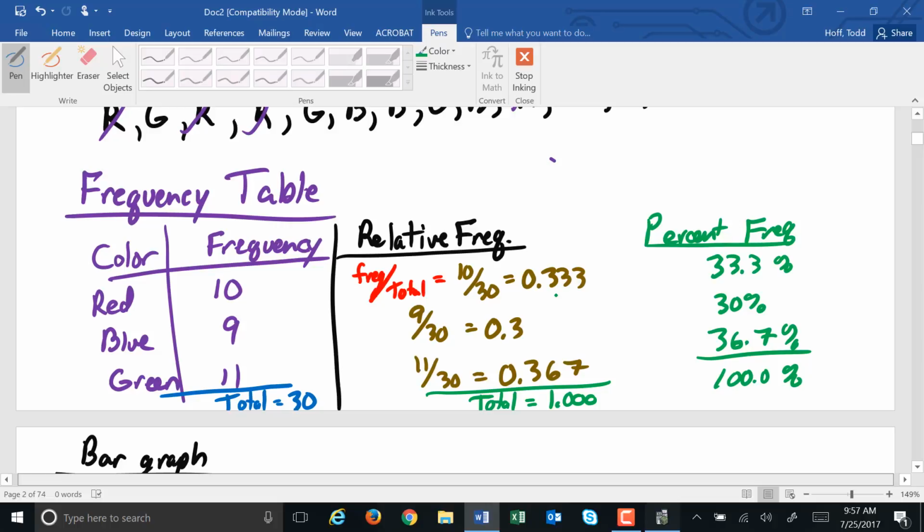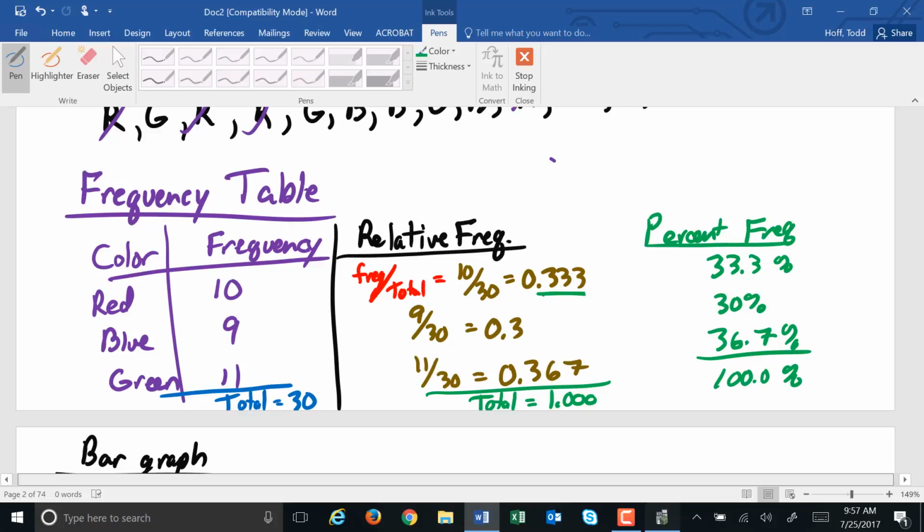Because you see 2 of these percents had to be rounded off. This is 0.333333333. This is 0.3666666. 2 of them had to be rounded off. It just happened that they still worked out. But if you're dealing with more than 3 or 4 items, sometimes that round off error will make it not perfectly add up to 1 or 100%. As long as you're really, really close.